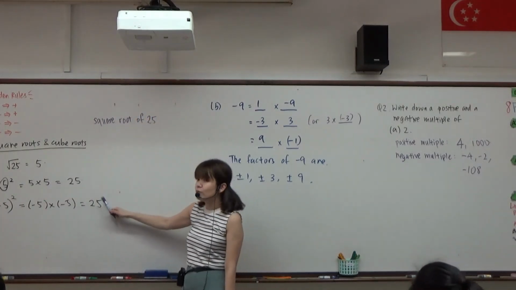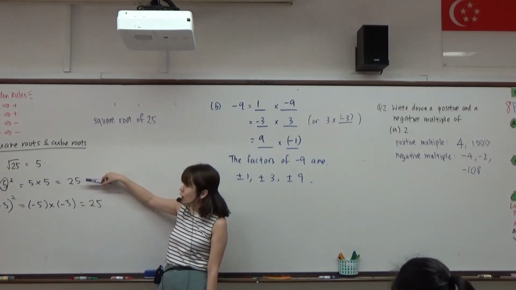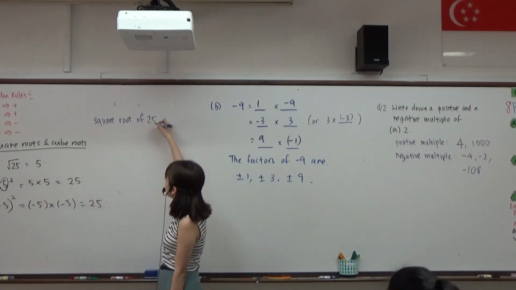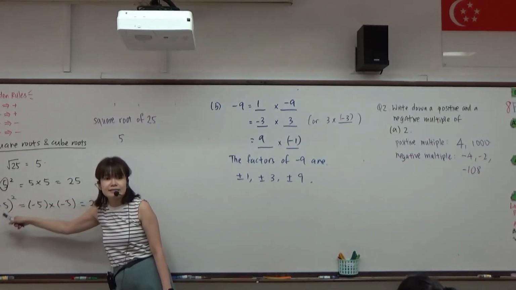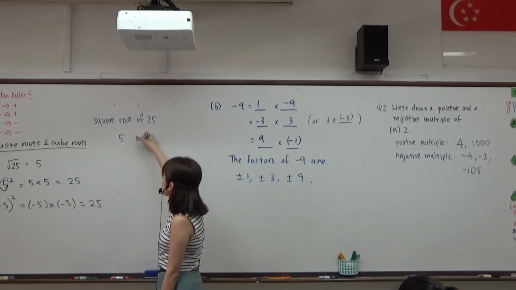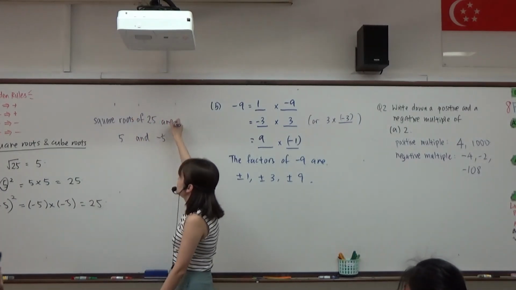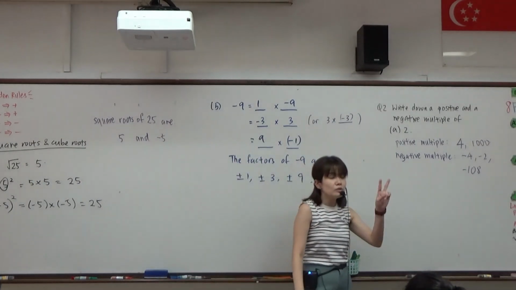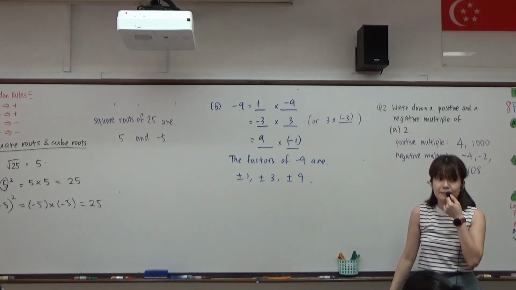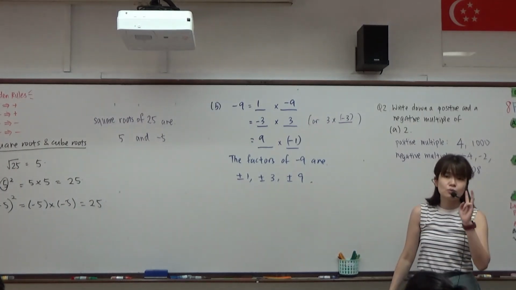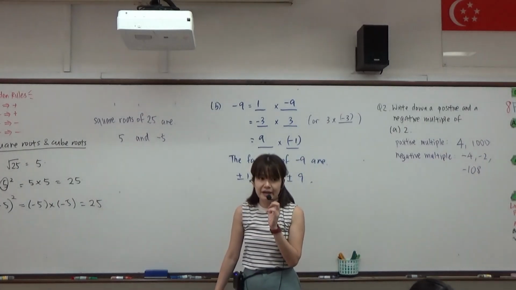Okay, it is the reverse. From this sentence, reverse gives us 5. But from this one, reverse gives us negative 5. So there are actually 2 square roots of 25. Strictly speaking, there should be 2 square roots of 25. That is 5 as well as negative 5.